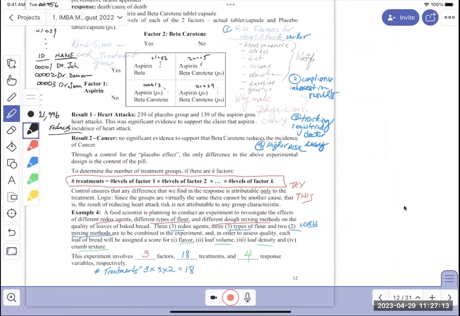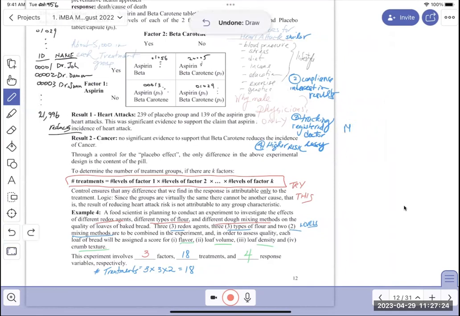So you could say there are 2 mixing methods. So we could say method. Let me do this again. It's too small.